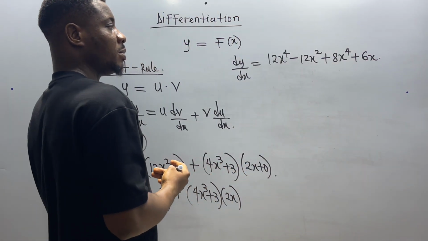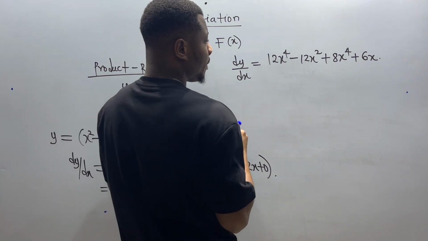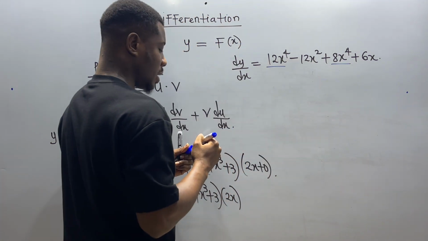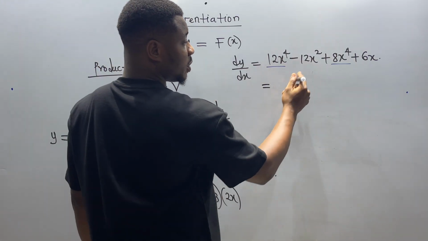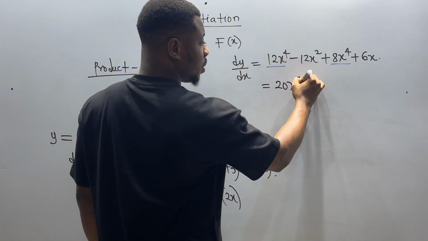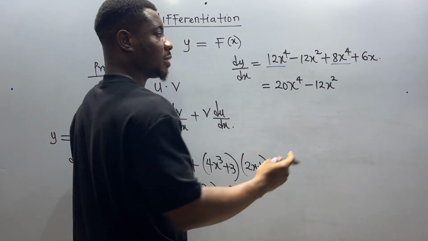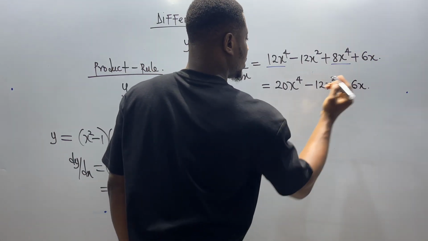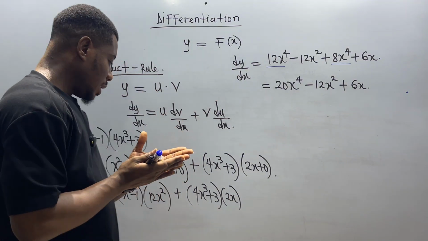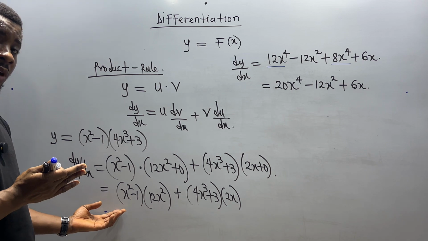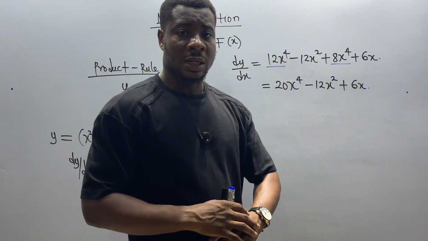So what we do here, just add like terms. If they're like terms, you add them. These are like terms, so we'll bring them together. When we bring them together, what do we have? 12 plus 8 gives us 20, so we have 20x to the power of 4. This follows with negative 12x squared. Then the last of them is 6x. Remember that when you apply the product rule, you have to simplify the terms that you get after applying the rule. You can't just leave your answer like this. You have to simplify it so that it makes more sense mathematically.